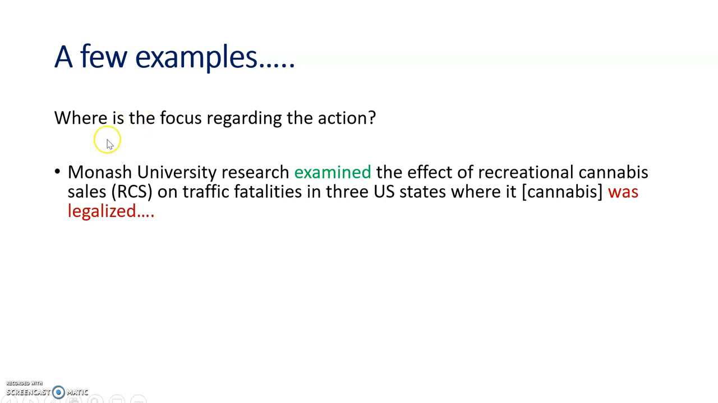action. So if we look at the sentence, Monash University research examined the effect of recreational cannabis sales. And we see the important point here is that Monash University did the action. They examined the traffic fatalities in 3 U.S. states where cannabis was legalized. So who gets the action here? The cannabis was legalized.